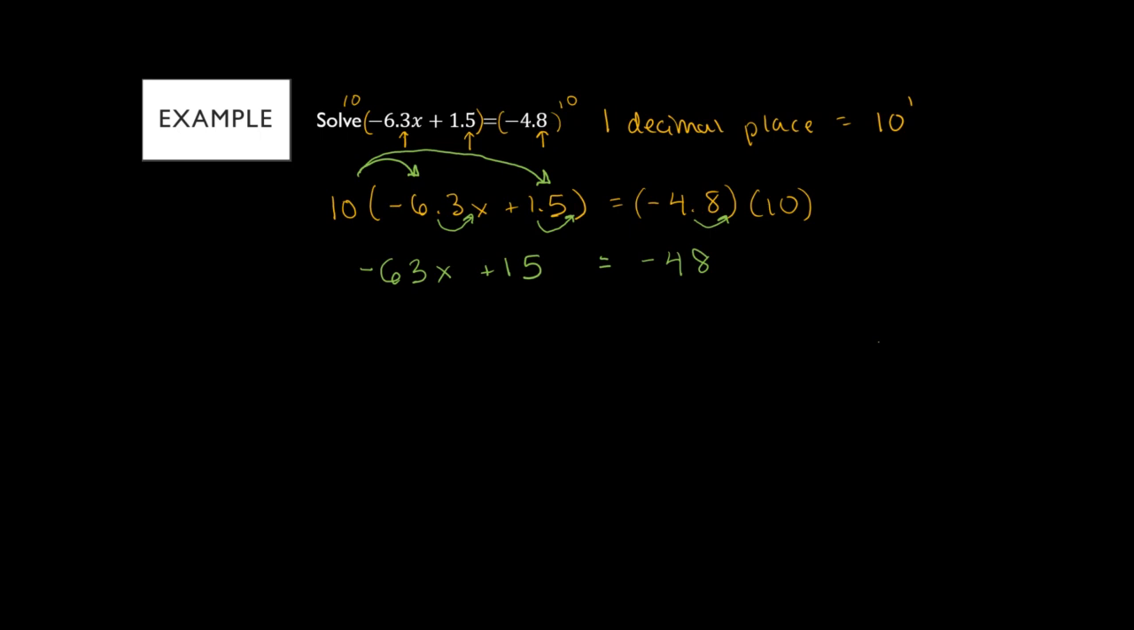So the first thing we want to do is get the part with the x by itself. So I need to get rid of that 15 that's added on. And we always do the opposite. So I'm going to subtract 15 from both sides. And so that gives me negative 63x equals, and then I am going to use a calculator for this, negative 48 minus 15 gives me negative 63.